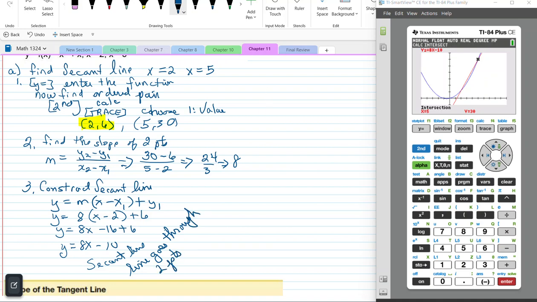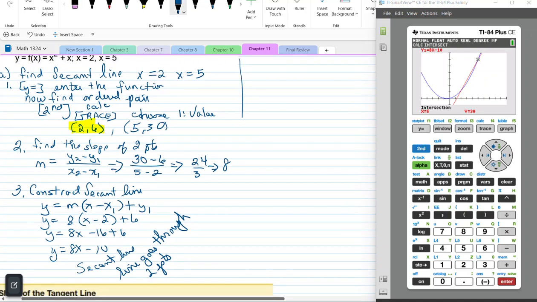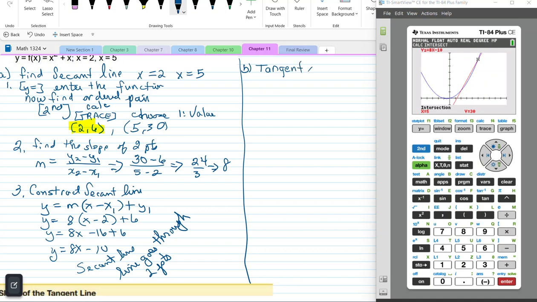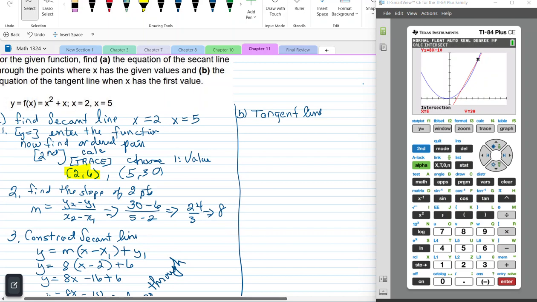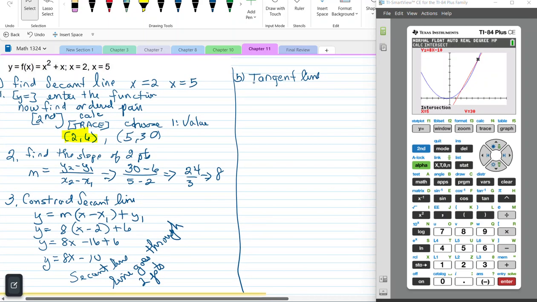All right. So now we did that one. So now we're going to do the second part, which is a tangent line. At the first value, when x has the first value. So we already know that's 2 and 6. So all we need is a derivative slope.